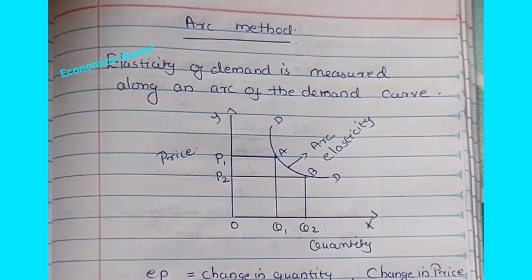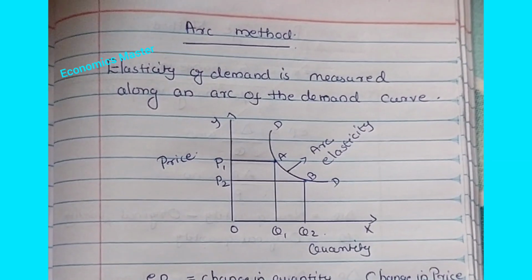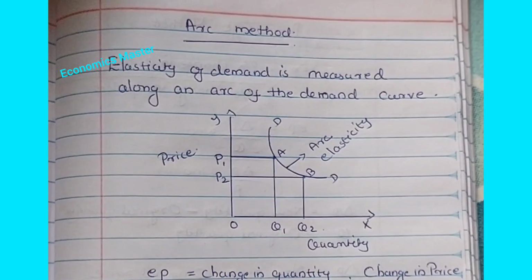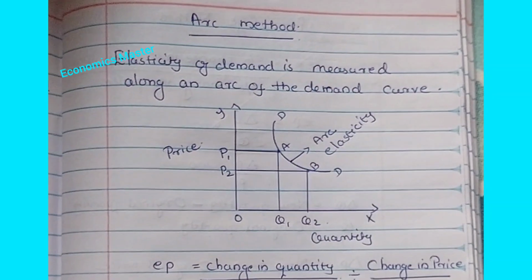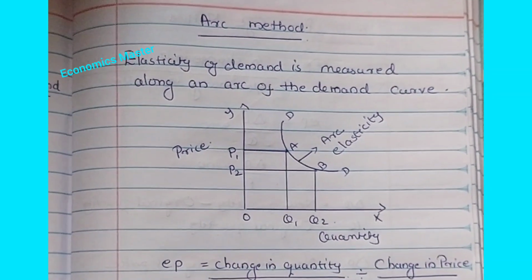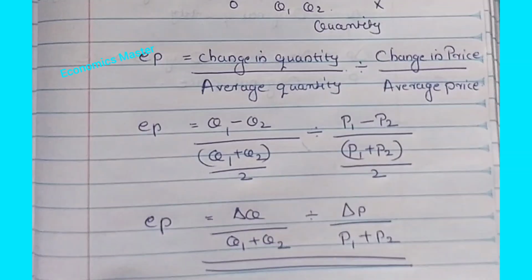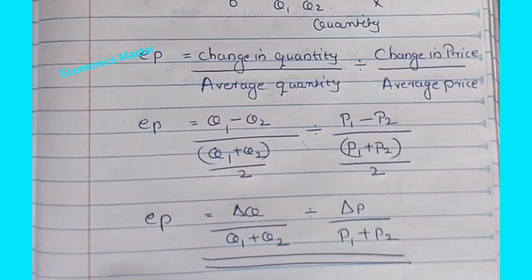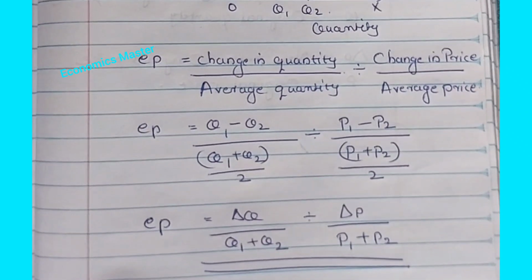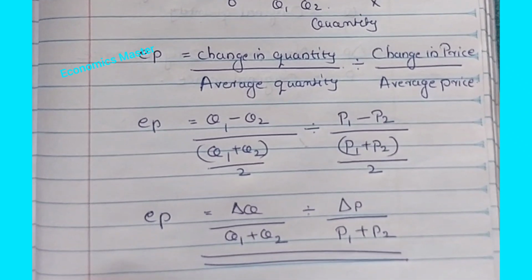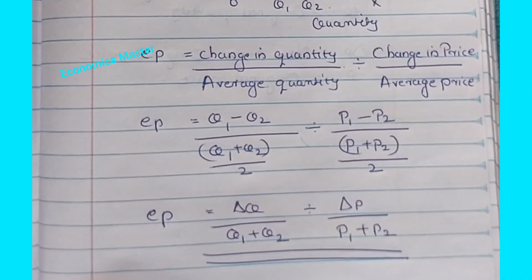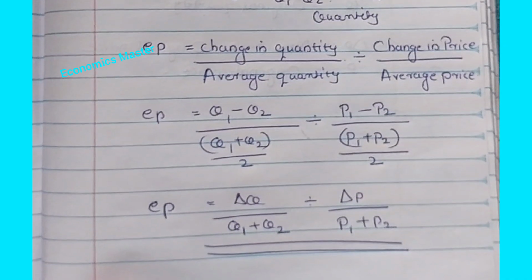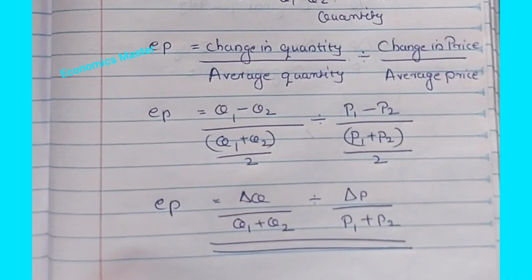Arc method to find the price elasticity of demand. Here the price elasticity is measured along the arc of the demand curve. DD is the demand curve. When the price decreases to P2, quantity increases to Q2. So the formula to find arc elasticity is change in the quantity divided by average quantity, whole divided by change in price divided by average price, or EP is equal to delta Q by Q1 plus Q2, divided by delta P by P1 plus P2.